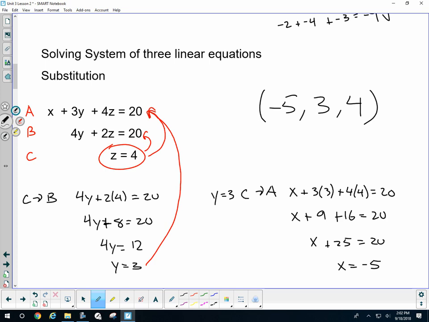You don't have to do the entire process. If you have a calculator, it's easy to do. You can literally type in -5 plus 3 times 3 plus 4 times 4. Does that equal 20? Well, let's see. -5 plus 9 plus 16. So that's 25 minus 5. Boom, that works. 4 times 3 plus 2 times 4. So that's 12 plus 8. That works. Boom, z equals 4. So it doesn't seem that bad.